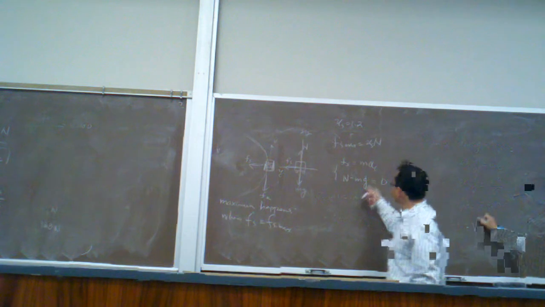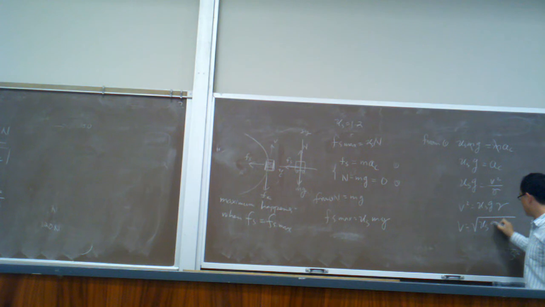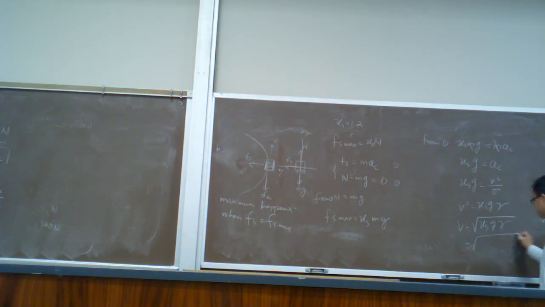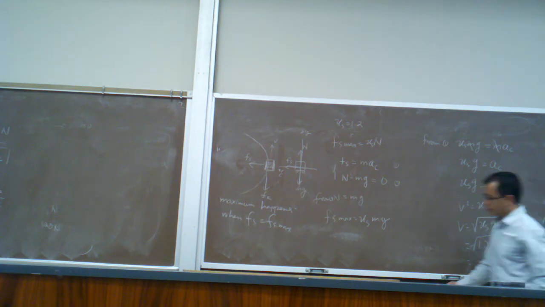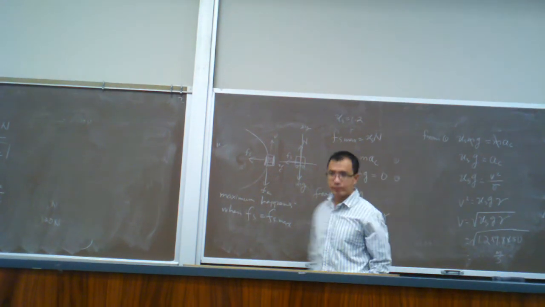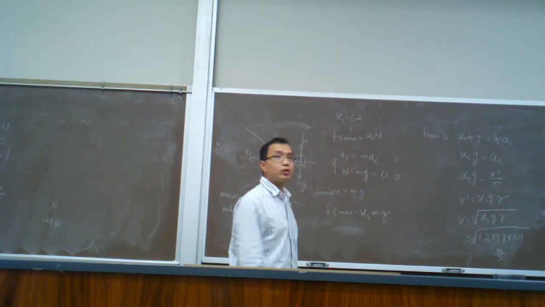v equals the square root of mu_s g r. If you substitute numbers, you get 1.2 multiplied by 9.8 multiplied by, what's the radius? 50. Okay, quite a small circle. And that equals something in meters per second. That will finish this problem. Do you have any question here?